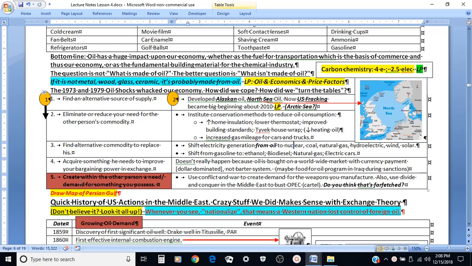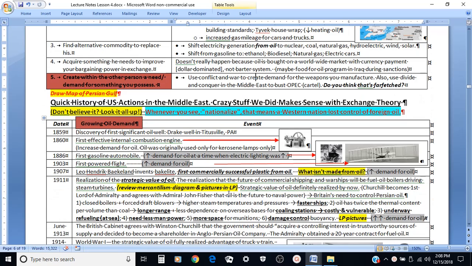Last is create within the other person a need, a demand for something you possess. Now, this is the one that's going to be very controversial. A lot of people, I believe, are not going to want to believe this, right? But we're going to see what was actually done, and we'll go through the history of the oil industry and United States actions in the Middle East. All right, so use conflict and war to create demand for the weapons you manufacture. Also use divide and conquer in the Middle East to bust up OPEC as a cartel.